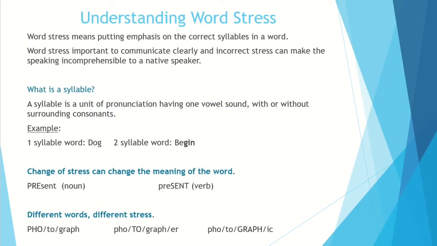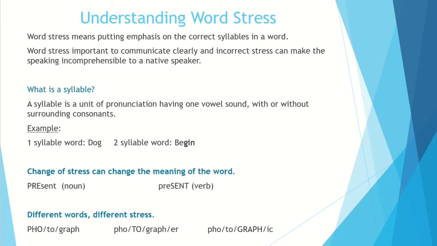An important aspect of pronunciation is word stress. Word stress basically means putting emphasis on the correct syllable in a word, and it is important in order to communicate clearly and to be understood by a native speaker. For example, if we say psychology, it would be a bit difficult for native speakers to understand because the word stress here is not correct. The right way of saying this is psychology.